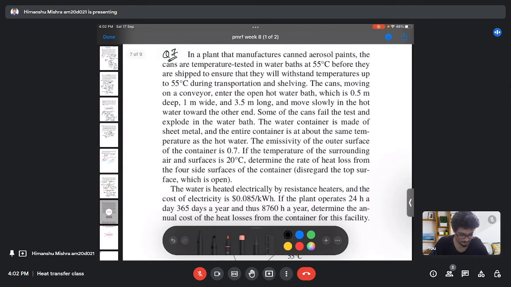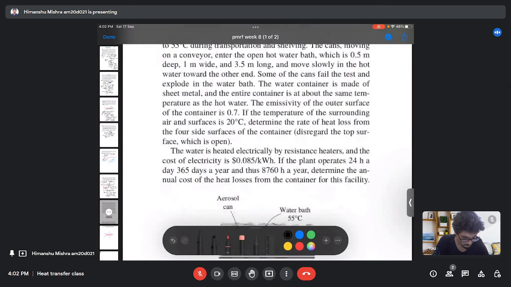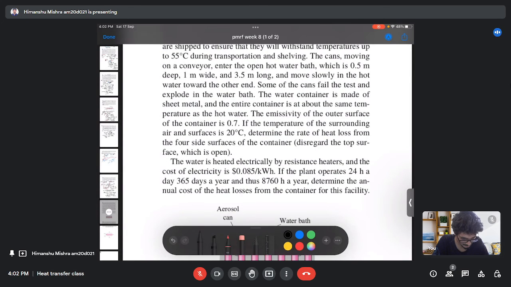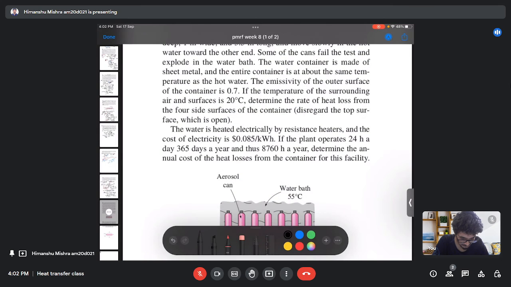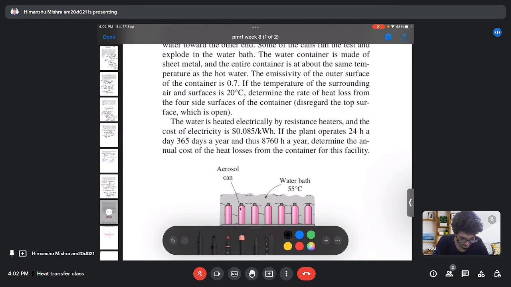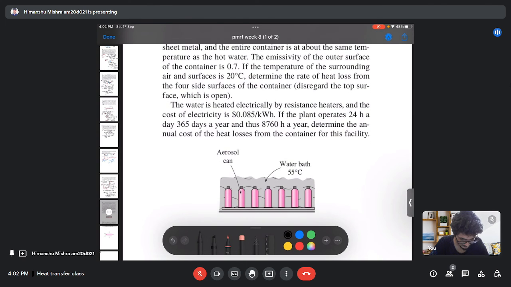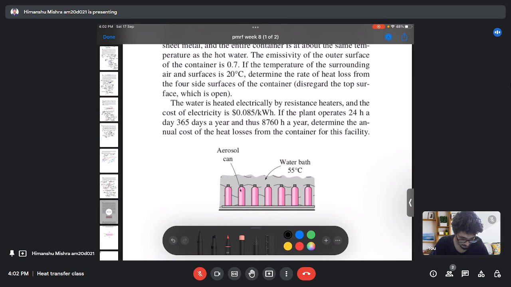In question number 7, the plant manufactured cans are retained and tested in a water bath before they are shipped, to ensure that they will withstand a temperature of 255 degrees Celsius during transportation. The cans, moving on a conveyor, enter the open hot water bath, which is 0.5 meter deep, 1 meter wide, and 3.5 meter long, and move slowly in the hot water towards the end. Some of the cans fail the test and explode in the water bath. The water container is made of sheet metal and the entire container is at about the same temperature as the hot water. The emissivity is given. The temperature of the surrounding surface is 20 degrees Celsius.